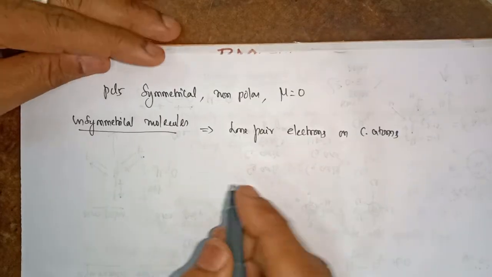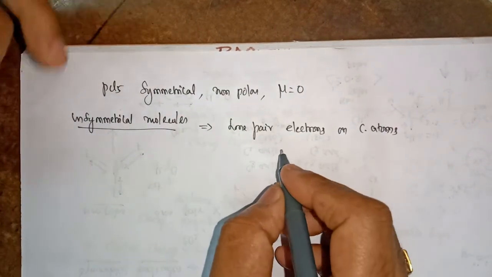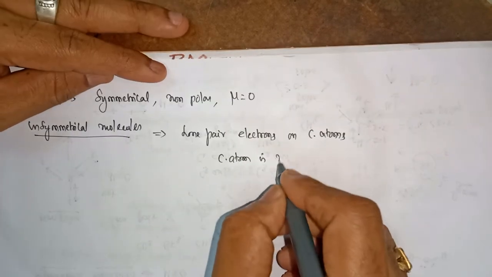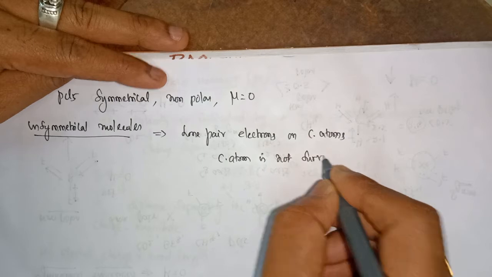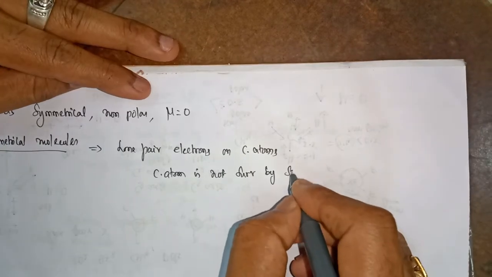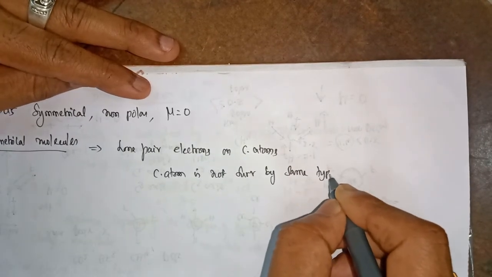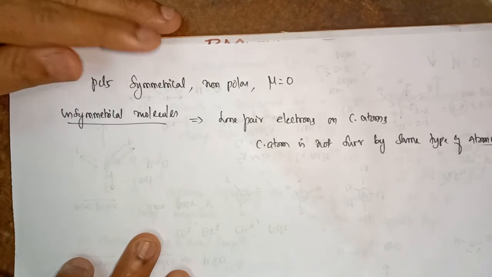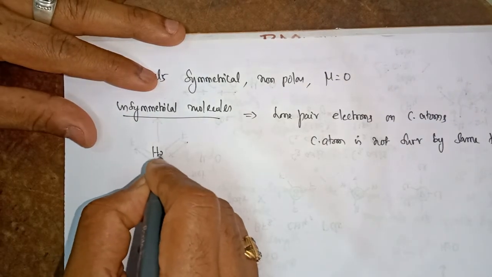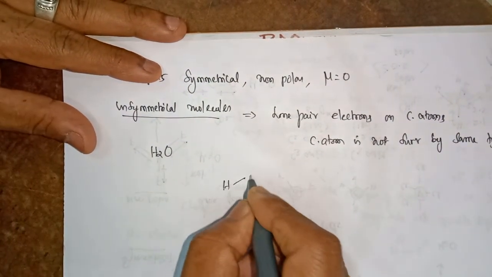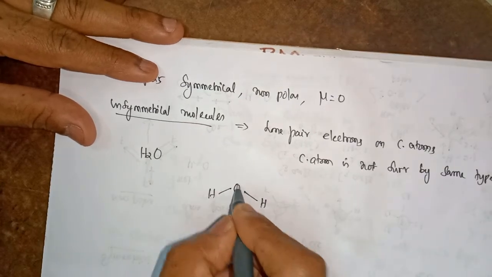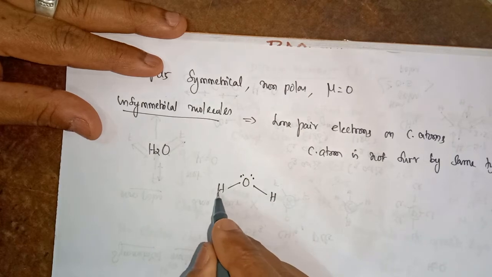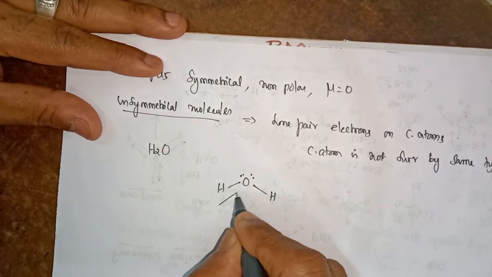So lone pair electrons, as well as if in a molecule the central atom is not surrounded by the same type of atoms. I take the example of H2O. I take H, it is H, it is H. It has two lone pairs. Here, when compared to hydrogen, oxygen is more electronegative.